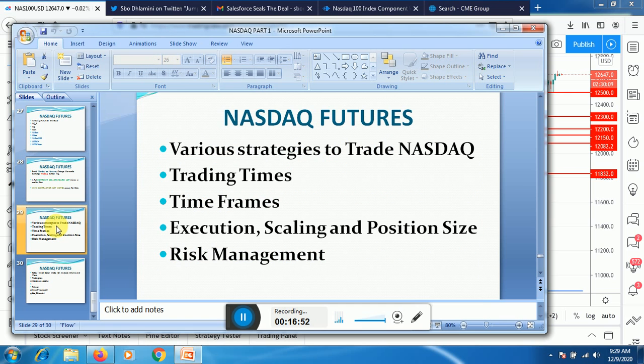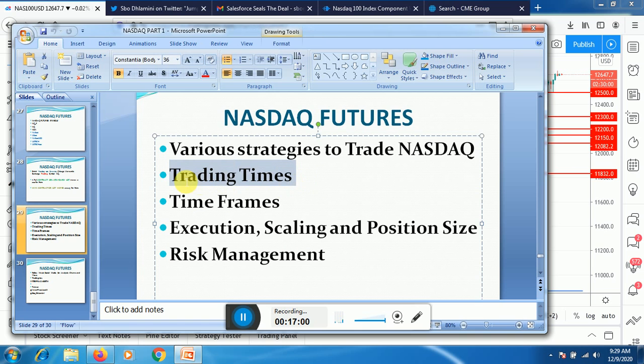So there are various trading strategies to trade the NASDAQ, and also what is important is to know which times to trade the NASDAQ futures, and which time frames are most effective, because you can do your top-down analysis, but you also need a time frame where you know where you will execute and put your trade. And then we'll talk about execution, scaling, and position sizing, and mostly risk management. It's important to manage our risk on all of this.